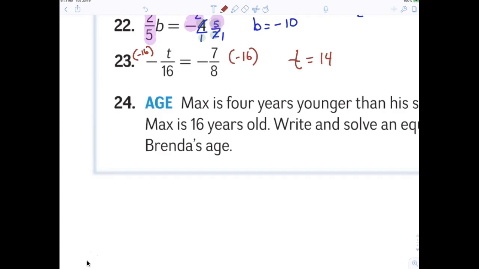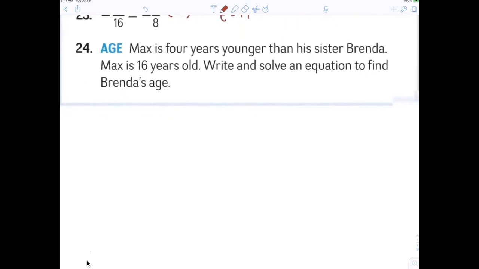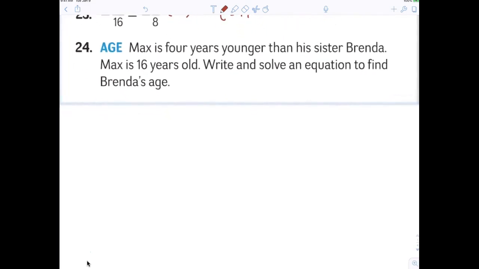So let's look at number 24. Oh, by the way, are you okay with that being 14? You understand? All right, so let's go to number 24. This is the one that's kind of important. Max is 4 years younger than his sister Brenda. So look, we're going to interpret that right the way it is. So I want everybody to pay attention. Max, why did I use M? Yeah, because it's Max.